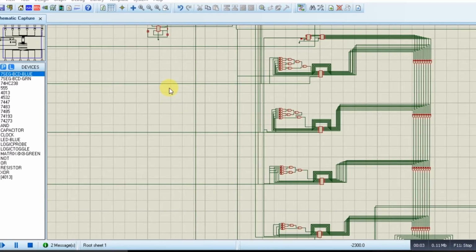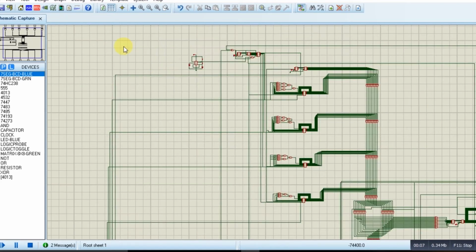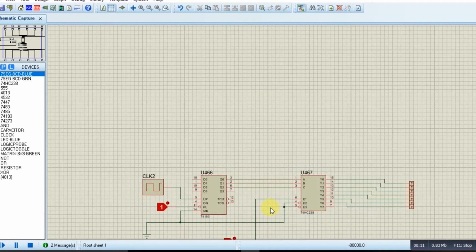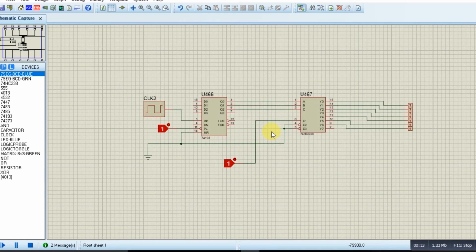Now let us take a closer look at the length increasing blocks. This is our length increasing block for 1-bit propagation. Now if I simulate the Proteus file, then 1-bit propagation can be seen at the outlet. For designing this 1-bit propagation length block, we have used a 74193 counter IC and a 74238 decoder IC.